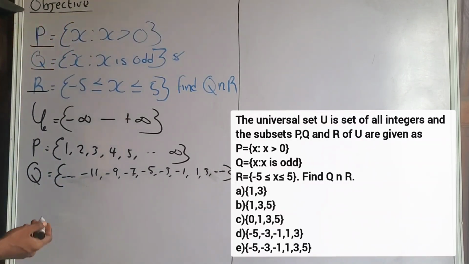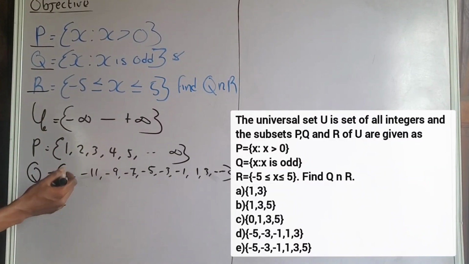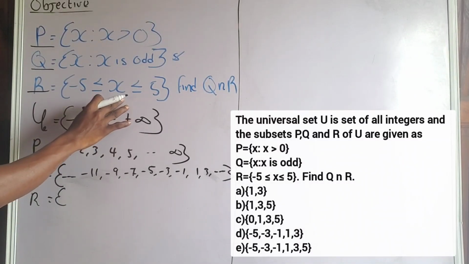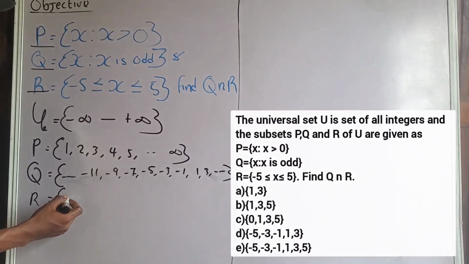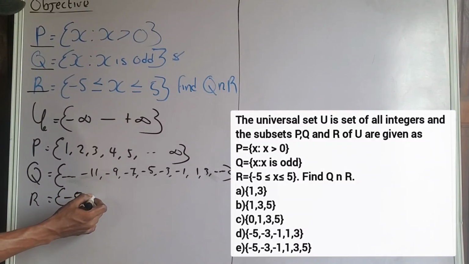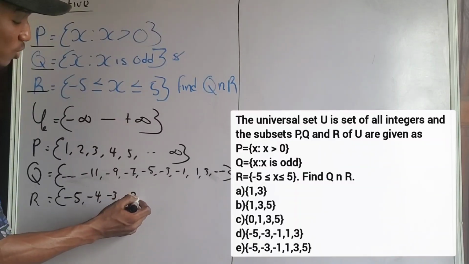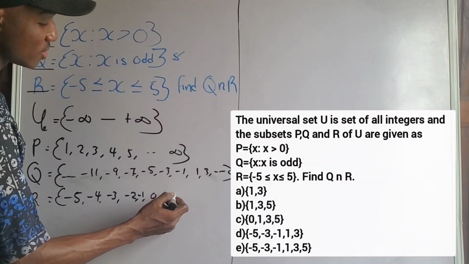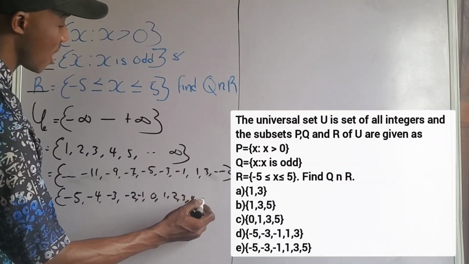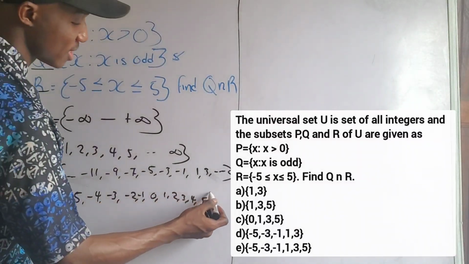So for R, the elements that are going to be present in R will be -5 is less than or equal to x is less than or equal to 5. So the numbers that are present in R will be -5, -4, -3, -2, -1, 0, 1, 2, 3, 4, 5. You understand? So these are the elements that are going to be present in R.